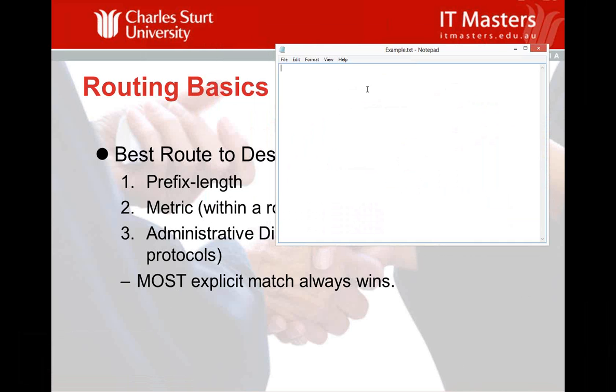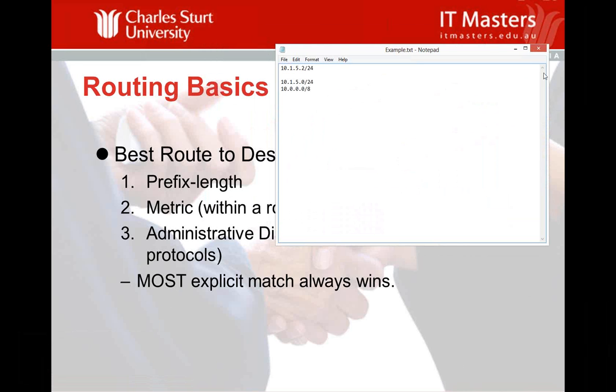Okay, so let's say we want to get to 10.1.5.2/24. That's our destination packet we want to go. And in our routing table, we have matches. We have a route for 10.1.5.0/24, and we have 10.0.0.0/8.